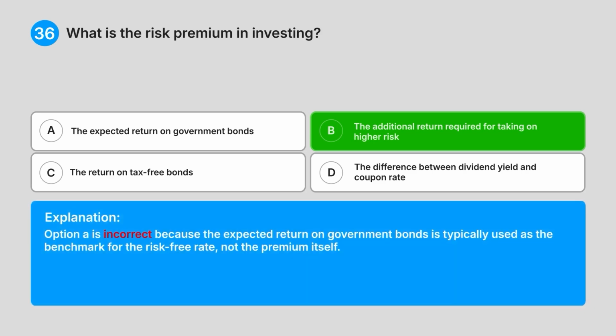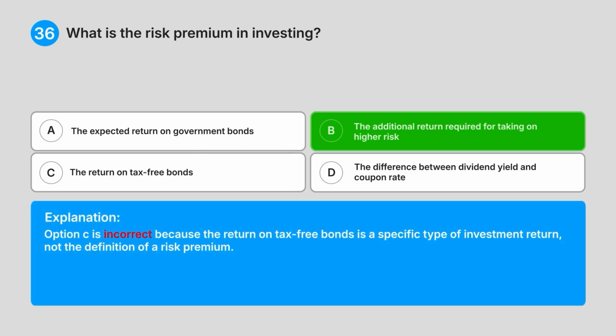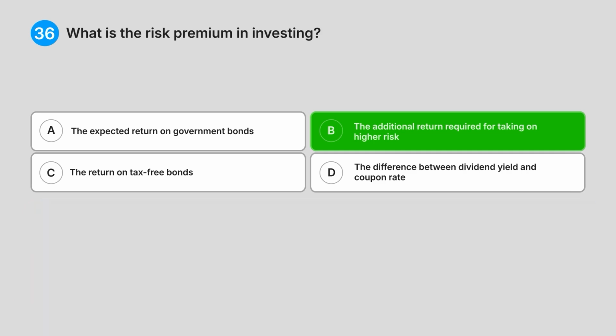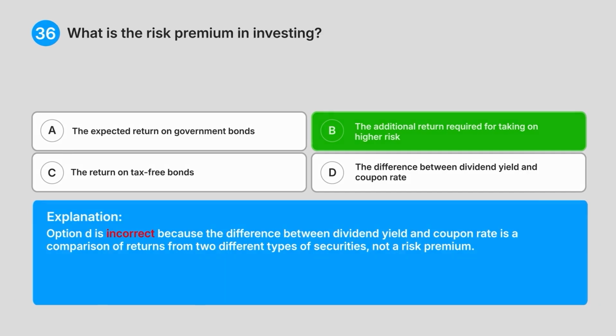Option A is incorrect because the expected return on government bonds is typically used as the benchmark for the risk-free rate, not the premium itself. Option C is incorrect because the return on tax-free bonds is a specific type of investment return, not the definition of a risk premium. Option D is incorrect because the difference between dividend yield and coupon rate is a comparison of returns from two different types of securities, not a risk premium.